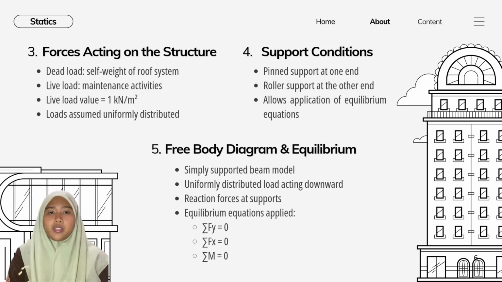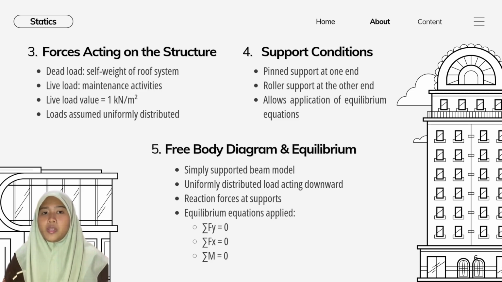Next, number 3, the forces acting on the structure are identified. The first force is the dead load, which represents the self-weight of the roof system. The second force is the live load, which accounts for maintenance activities such as inspection and repair works. In this analysis, the live load is taken as 1 kN per square meter and all loads are assumed to be uniformly distributed. Number 4 is the support condition.